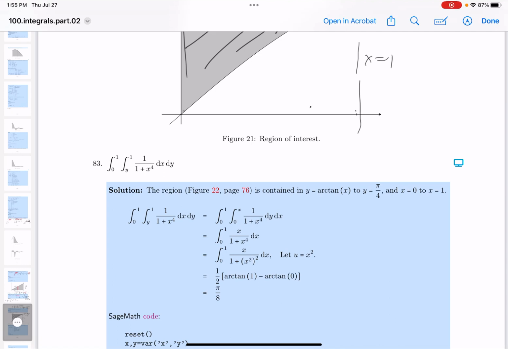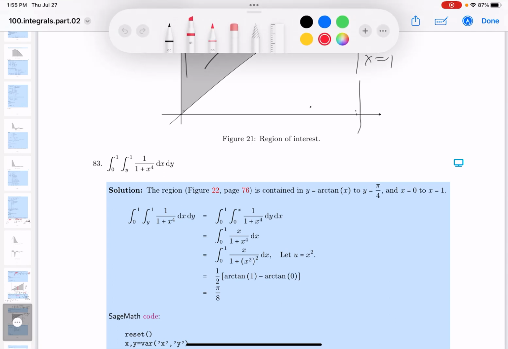Okay, let's take a look at it. It's number 83. And I'm looking at the first integration with respect to x over here. One thing I noticed about that integrand, 1 over 1 plus x to the fourth, is that it looks like it's going to be a tough integration if I do it with respect to x. So I'm going to see if I can change the limits around a little bit.